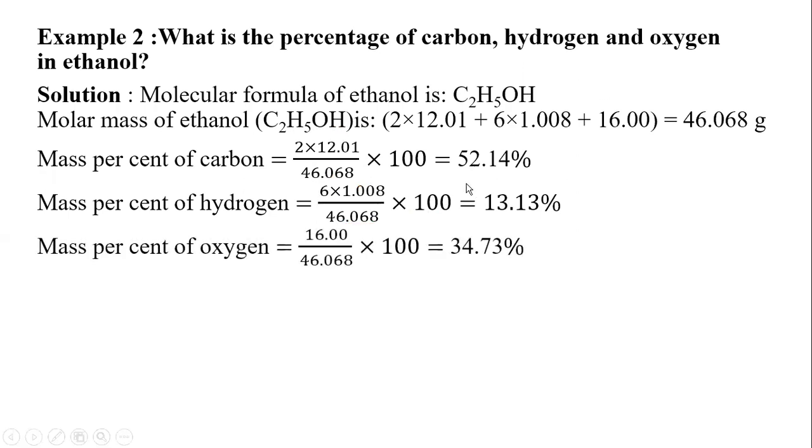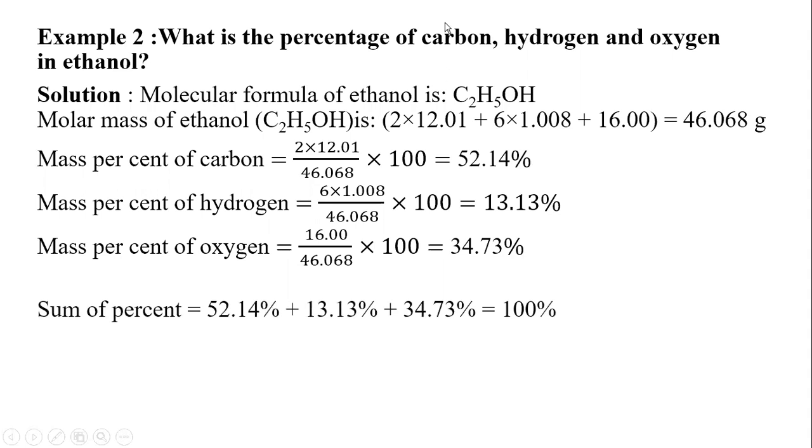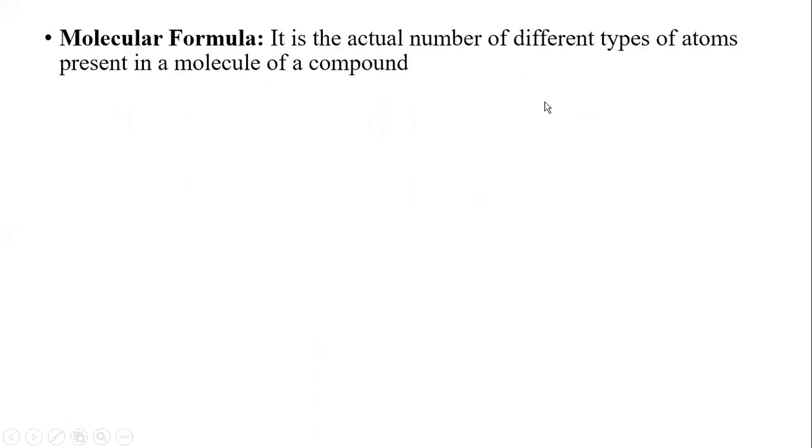The percentage composition of oxygen will be equal to the atomic weight of oxygen divided by the molecular mass of the compound multiplied by 100, which will give 34.73% as the mass percent of oxygen. And if we add all three percentage compositions of every element, we will get 100. So this is the mass percent or the percentage composition.